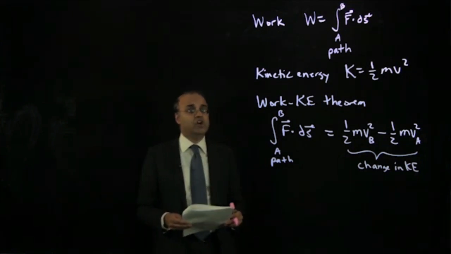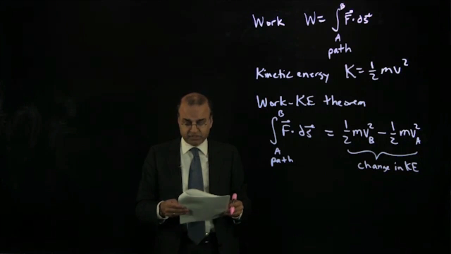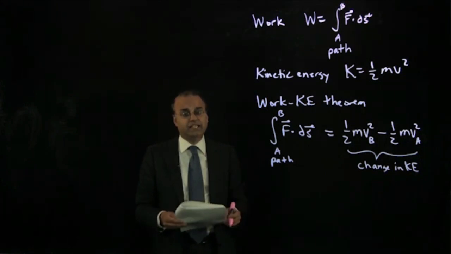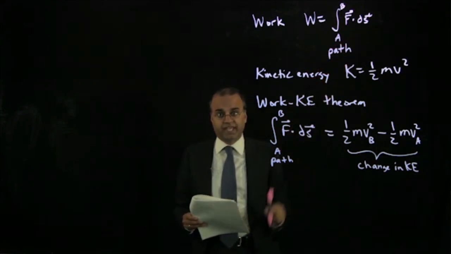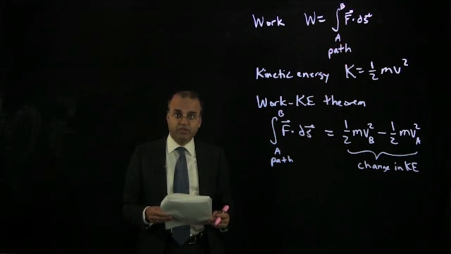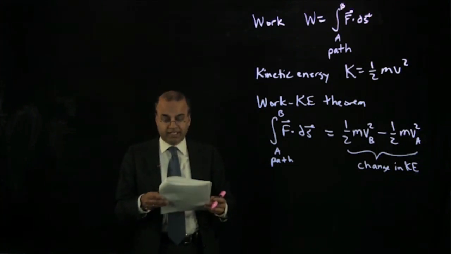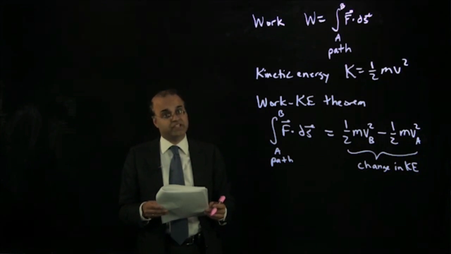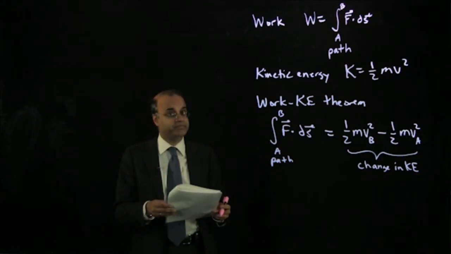Now, two things to note about the work and this work integral. The first is that the work integral, when evaluated, it just gives a number, right? Because the dot product is a scalar. And that number can be either positive or negative or even 0, depending upon whether the velocity increases, decreases, or stays the same under the action of the force as you go from point A to point B.